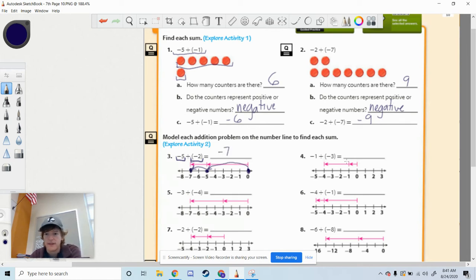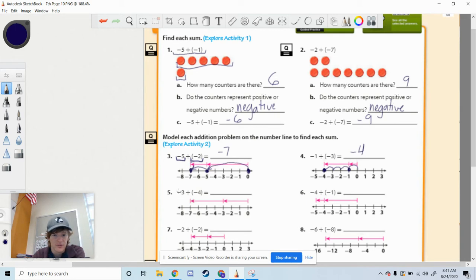Next one, number 4, jumping from 0, starting at -1, and then going 3 more over. So you might jump 3 at a time, or you might go 1, 2, 3. Either way, our final answer here is going to be -4.